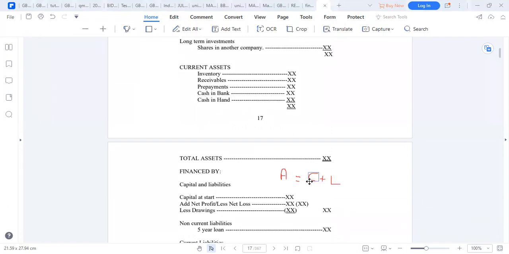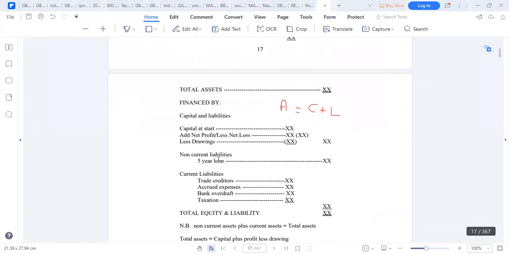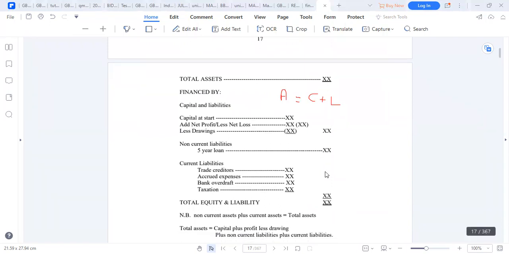Then it should be equal to capital. Capital comprises capital at start, add net profit, less drawings, because drawings reduce the capital. Then we have the capital here. Then plus liabilities, both the non-current and current liabilities together. So this figure here, when you add these two, should be equal to our total assets.